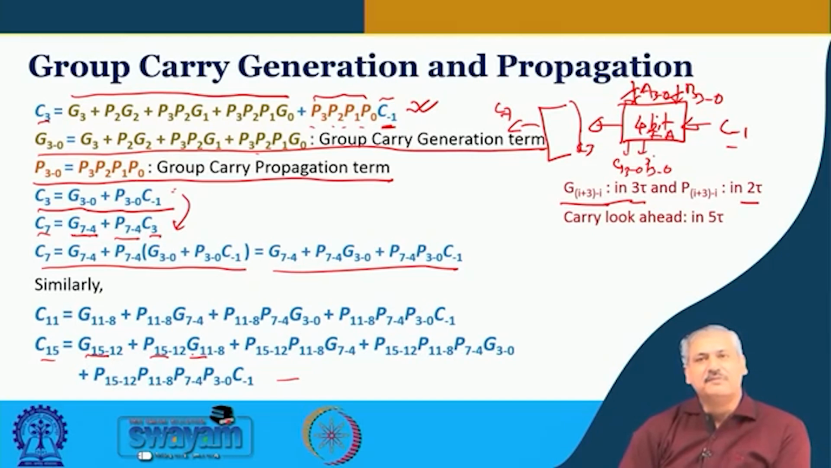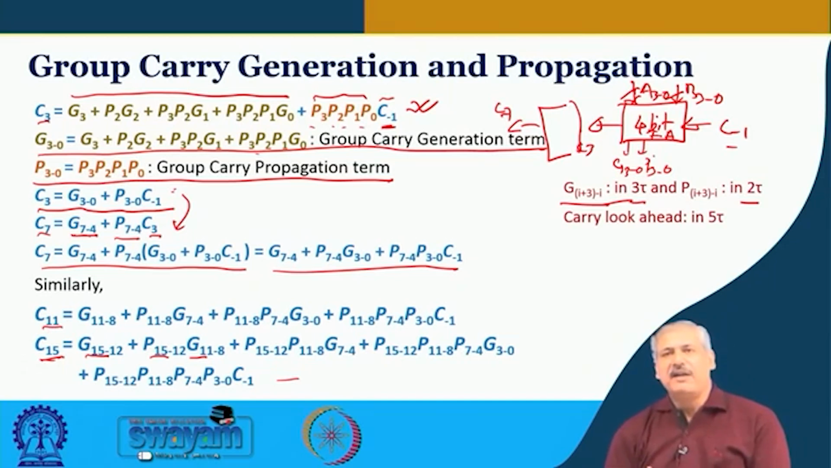So, the terms here are 2 tau, 3 tau, and these are 2 tau. This is 3 tau for their generation. So the higher of these 2 is 3 tau. And this 3 tau, and then there is a product of 1 tau, and then finally another ORing. So after 5 tau you are getting this particular carry here.